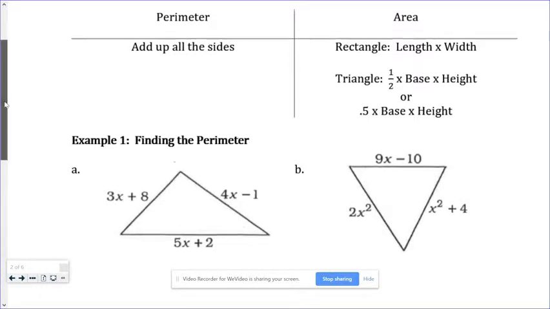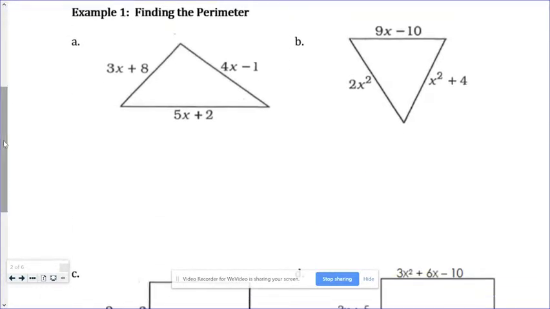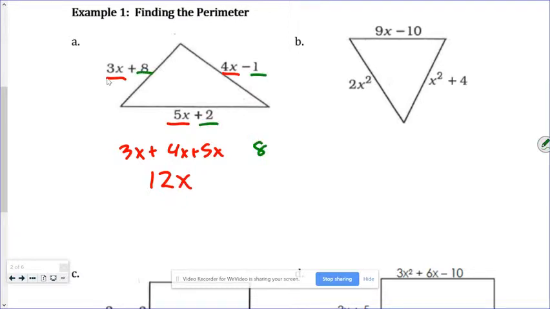All right, so let's practice here with the perimeter for these two examples. I need to add up my like terms. So all three of these guys just have an x, so I can add them up. So 3 plus 4 plus 5x, that's my first term. So we have 7, 12x, and then I'm adding up these guys here. So then I have 8, and then plus a -1 plus 2. All right, so I have 7 plus 9. All right, and that is my first perimeter.